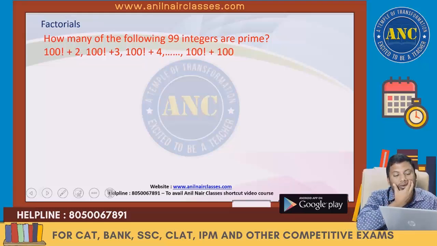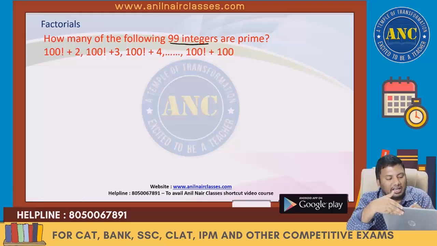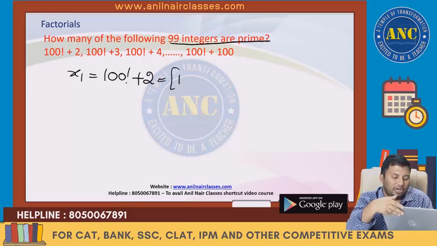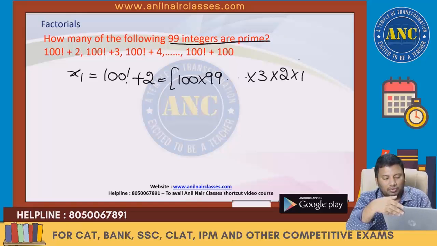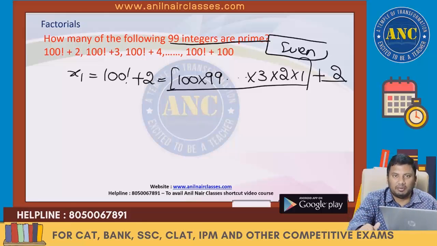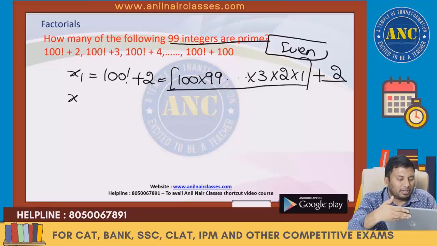Second one, how many of the following 99 integers are prime numbers? X1 is 100 factorial plus 2. 100 factorial is 100 into 99 and so on, 3 into 2 into 1, plus 2. This is an even number, and even number plus even number is an even number. There is no even number other than 2 which is a prime number.